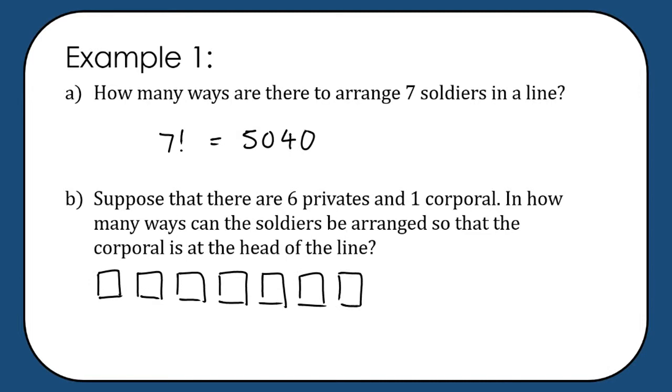So the corporal has to go at the beginning of the line, so there's only one person that can go in the first box. And then I have 6 people left, any of them could go here, 5 people left, any could go here, 4, 3, 2, 1. We need someone in each of the 7 positions, so it's an AND problem. And multiplying 1 times 6 times 5 times 4 times 3 times 2 times 1, or we've got 1 times 6 factorial there, and 6 factorial is 720. So 720 different ways the soldiers can line up if the corporal has to be at the beginning.